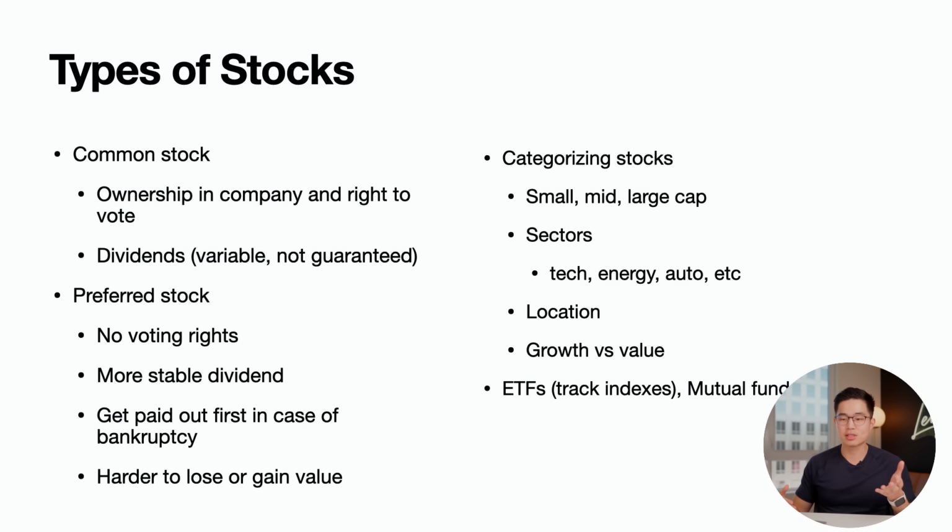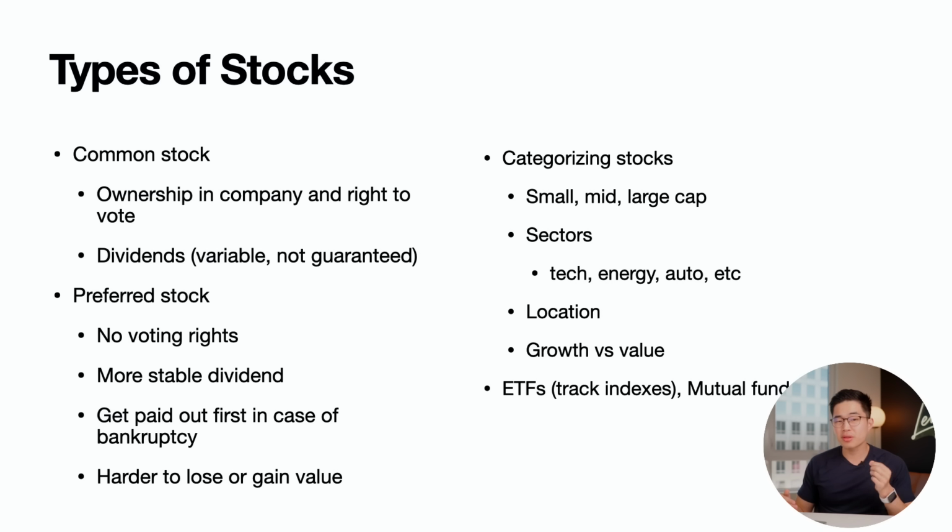I only own common stock and I don't have any preferred stock, which is what we're going to talk about next. Preferred stock shares don't give you any voting rights. They give you a more stable dividend and you have a bit of priority. So if there is a bankruptcy, you're going to get paid out first. And it's harder to lose or gain value. So these types of shares are not as volatile as common stock. Like I said, common stock is what you and I will be trading.